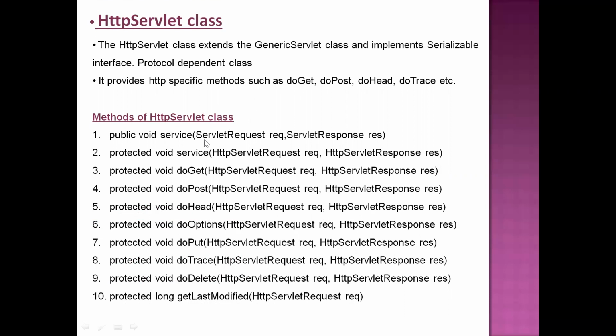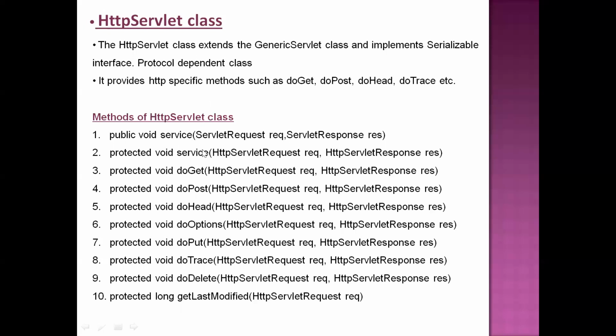As usual, your HTTP servlet class also implements the servlet interface and the serializable interface. So all these methods are related to the HTTP servlet class. Here we have two versions of the service method. The first version, public void service, is inherited from the generic servlet class, and all the remaining methods are its own class methods.